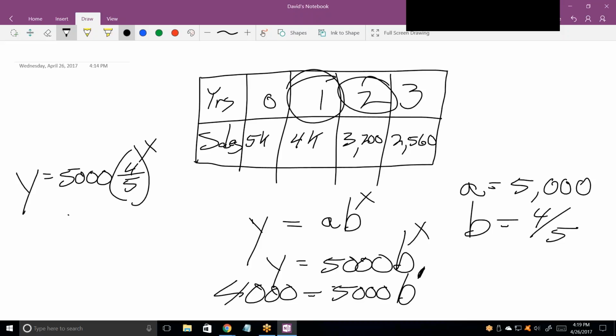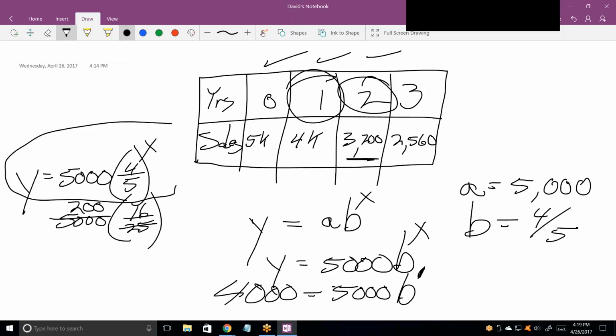So 5,000 times 16/25, is that 3,200? And yes, it is. 25 goes into 5,000 perfectly 200 times, and 200 times 16 is 3,200. So again, once I've checked 3 points, and I know that all 3 points are satisfied by that equation, that's all I need. I don't need to check that when x is 3, I get an answer of 2560.